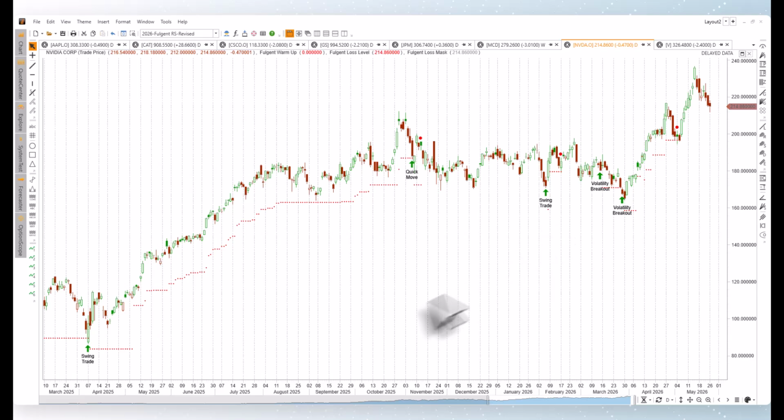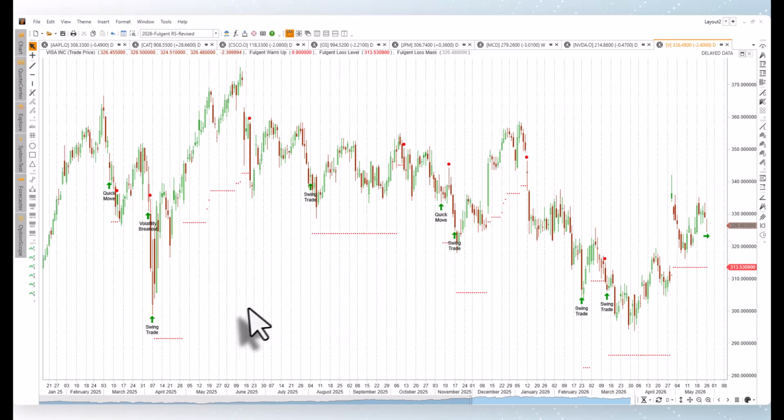Nvidia is another favorite there. Swing trade there, quick move there, swing trade there, and then a volatility breakout there, and a volatility breakout there that also moved higher. And there's another example of Visa. Lots of swing trades there, lots of quick moves, swing trades, swing trades, swing trades.